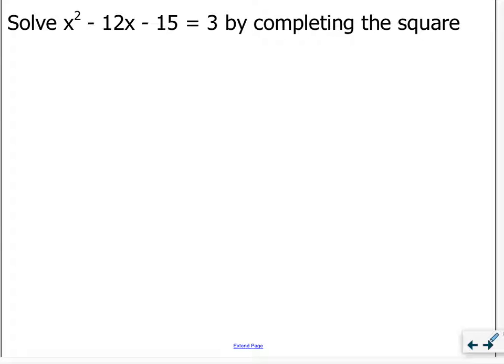All right, one more to try. Here we go. I got that 15 there. Let's get rid of it. Add 15 to both sides. I got to make a perfect square trinomial. X squared, not minus 6, minus 12.